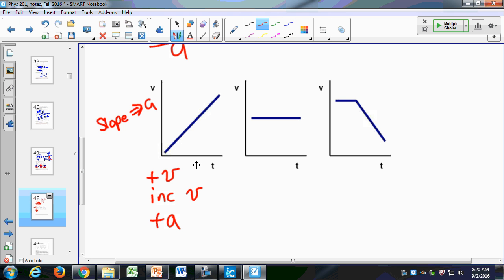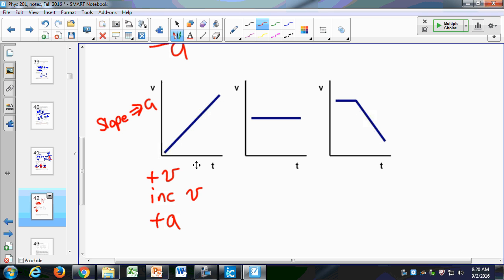How about this one? Positive or negative velocity? Be careful. Positive or negative velocity? It is constant velocity, but is it positive or negative? It's positive. I know why you'd say zero because the slope is zero, but we're talking about a different set of graphs now. The slope doesn't give you the velocity. The slope now gives you the acceleration. Because remember, rise over run, v over t is acceleration.